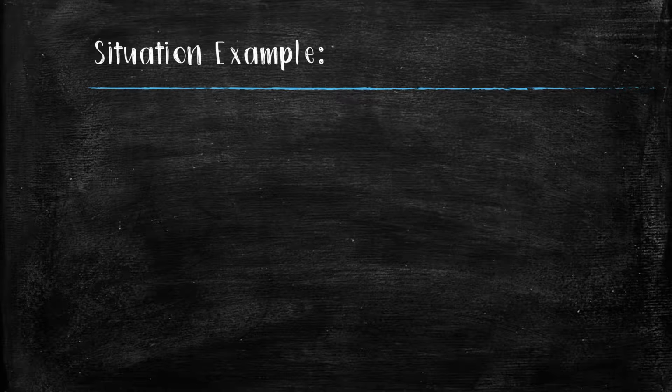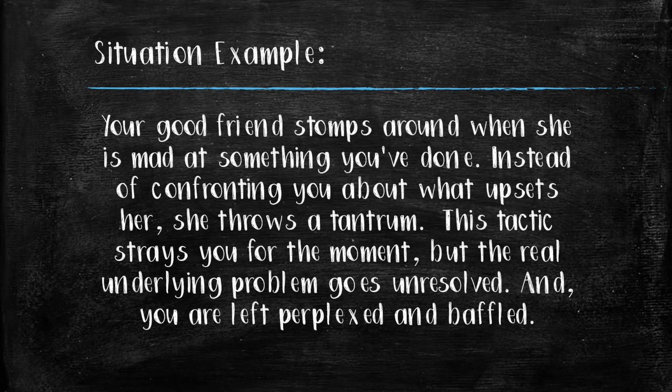Here's an example of passive-aggressive behavior. Your good friend stomps around when she's mad at something you've done. Instead of confronting you about what's upsetting her, she throws a tantrum. This tactic distracts you for the moment, but the real underlying problem goes unresolved, and you are left perplexed and baffled.